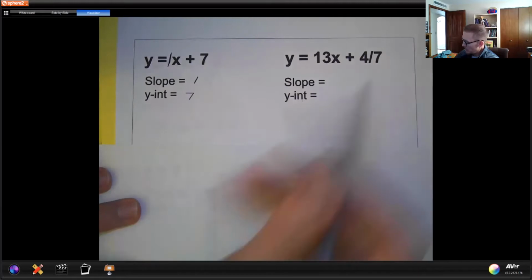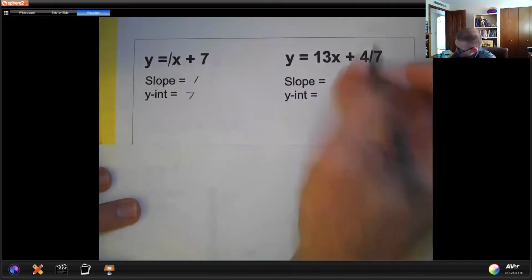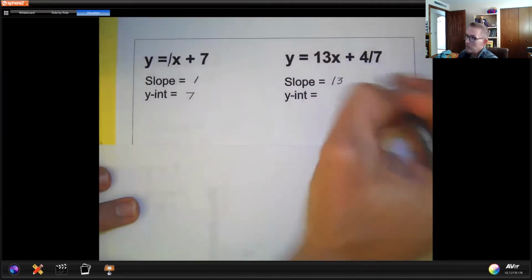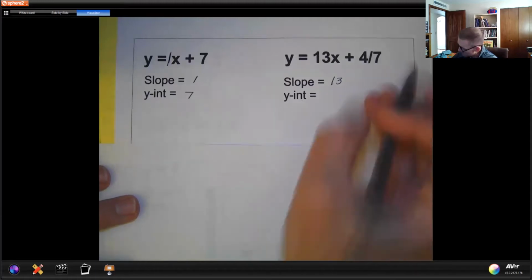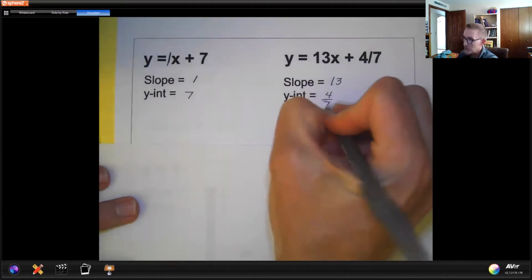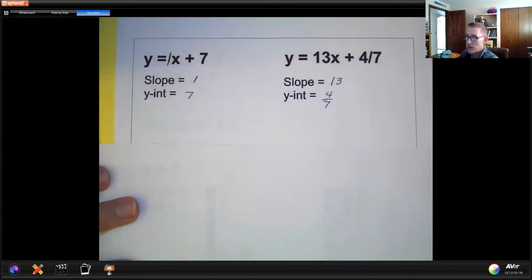For this next equation, the number touching x is 13, so the slope is 13. If I wanted to make that rise over run, it would be 13 over 1. And the y-intercept is the number all by its lonesome at the end, which in this case is 4/7. And it's fine for that to be a fraction. Notice y is alone in every one of these problems.